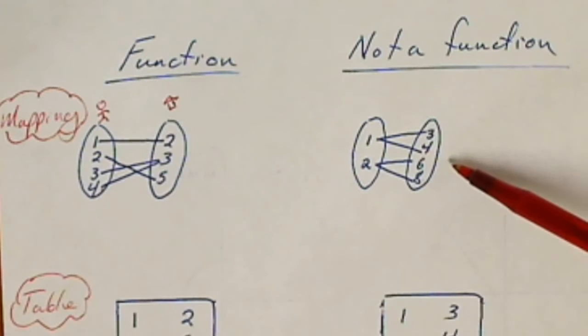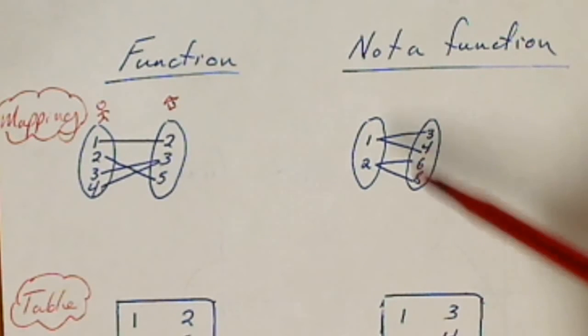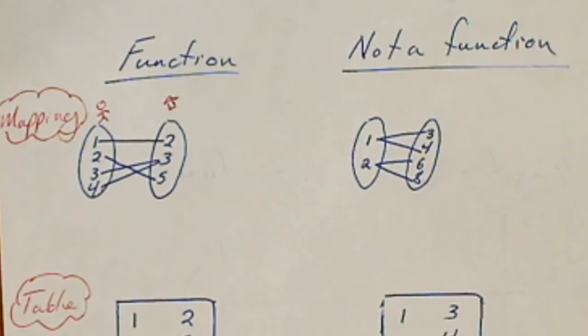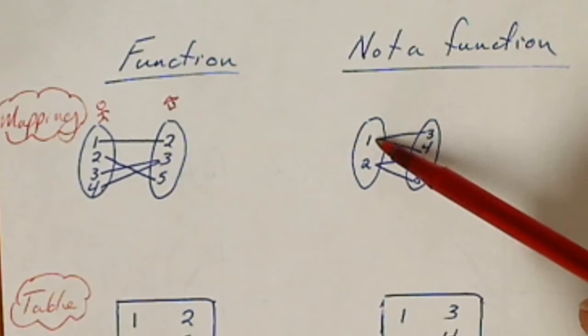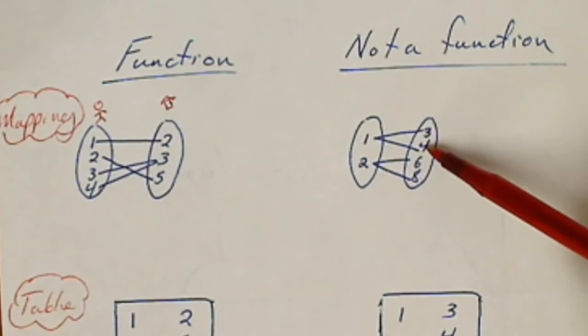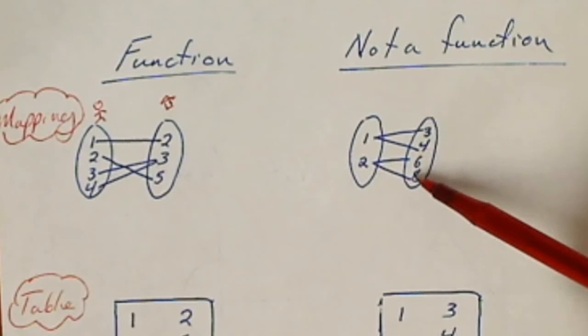But what you can't have is the same person going to 2 different places at the same time, like this. So this would be an example of a mapping that's not a function because we have 1 going to 3 and to 4 at the same time. The math explanation that I would want to hear is we have an x coordinate occurring at 2 different places at the same time. We have the x coordinate 1 occurring at 3 and 4 at the same time, and same with the 2. 2's occurring at 6 and 8 at the same time.